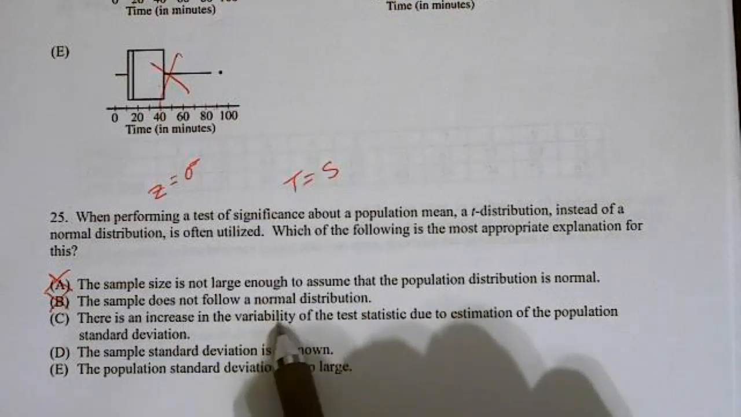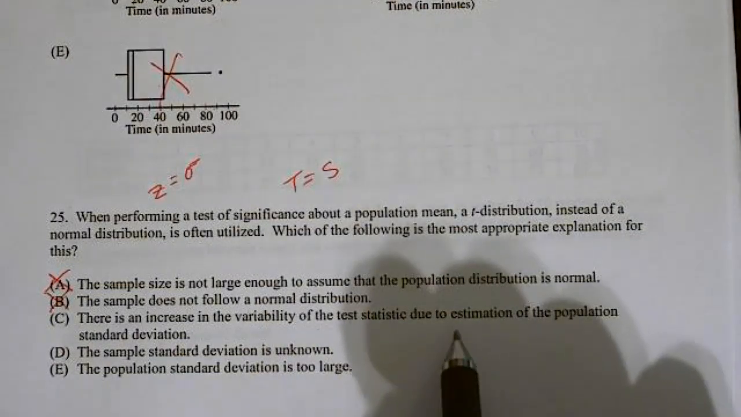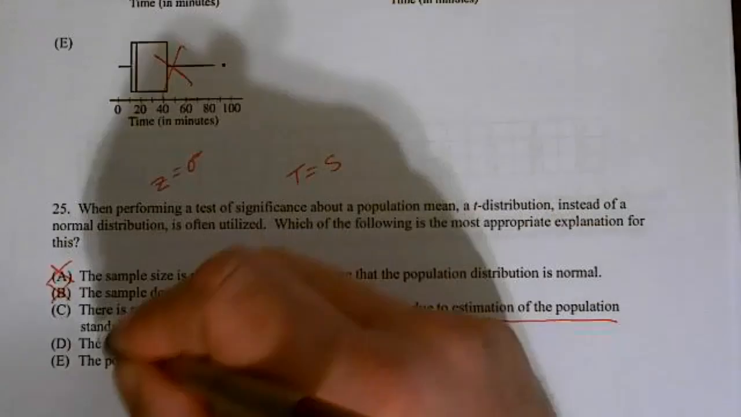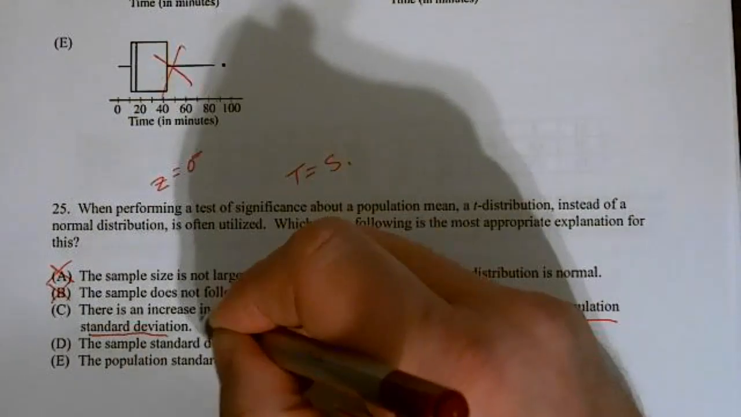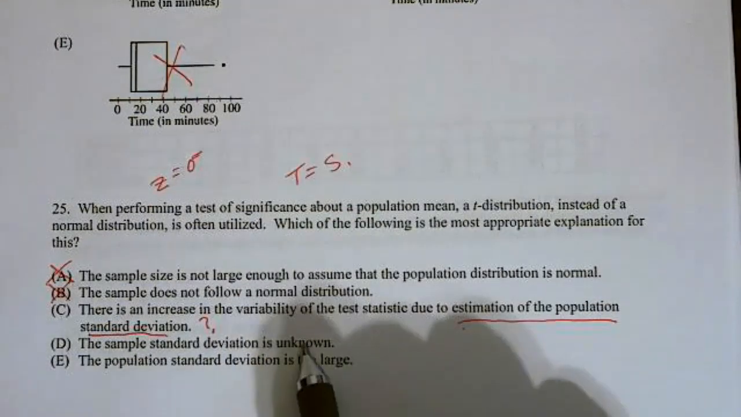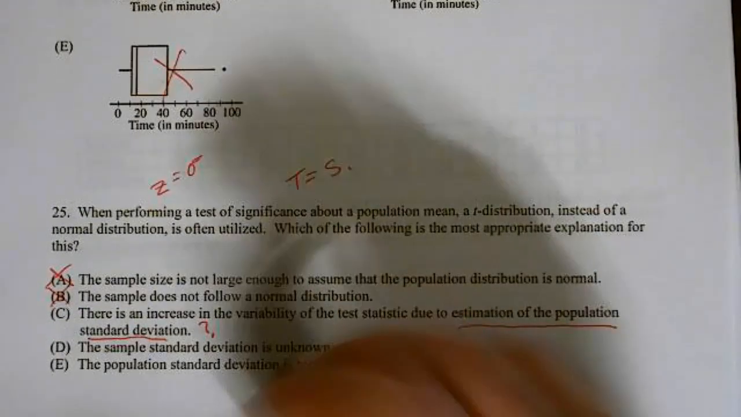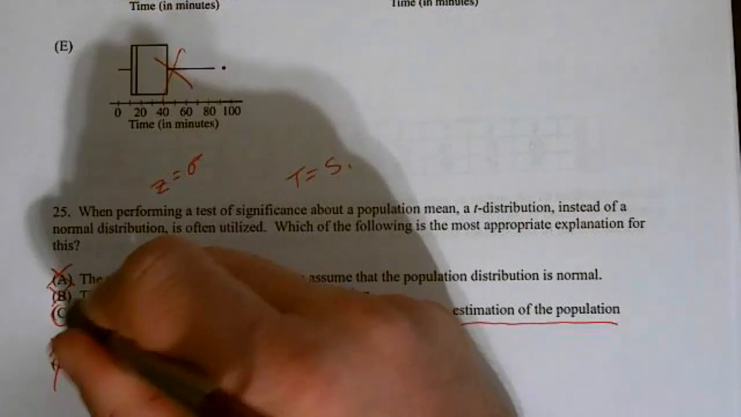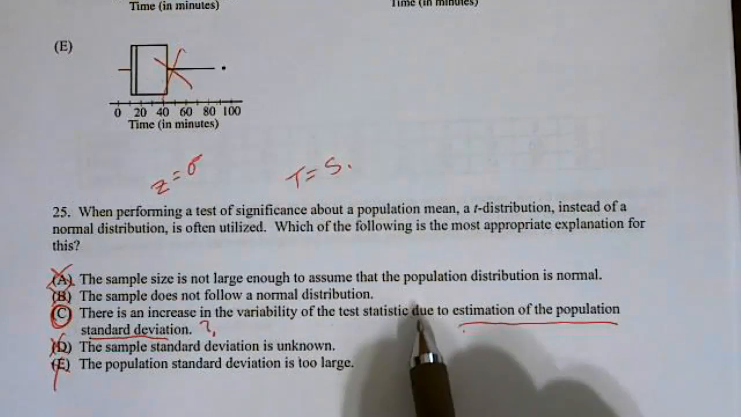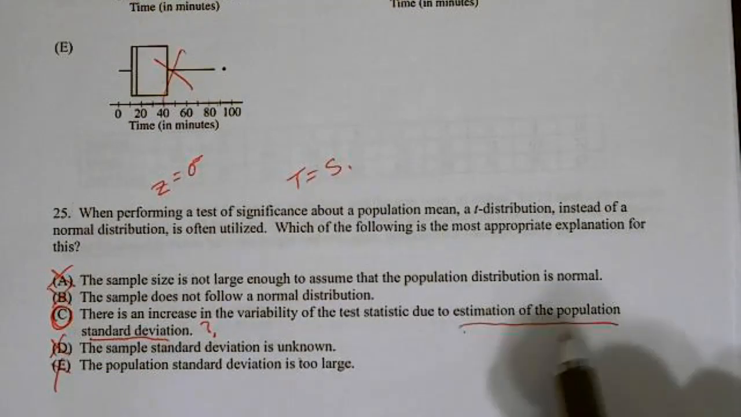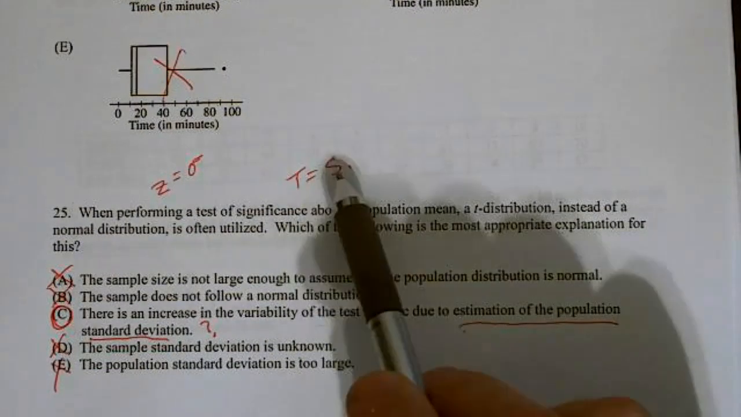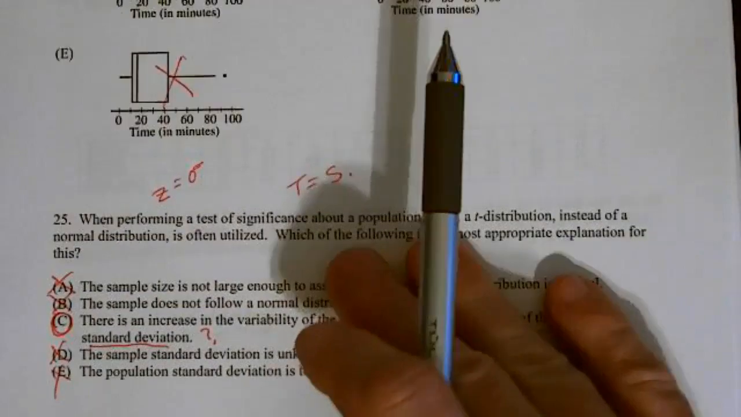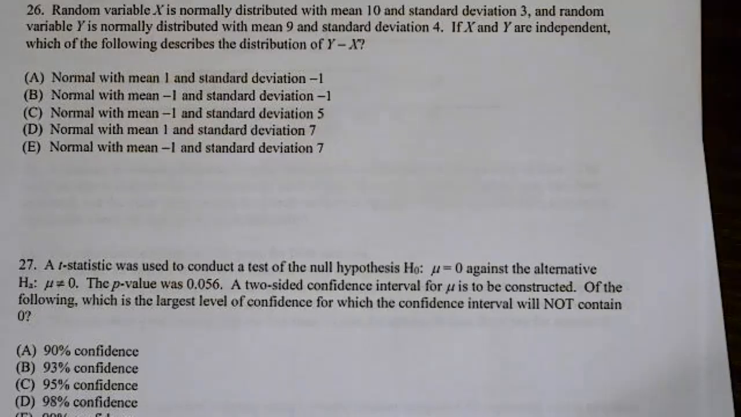There is an increase in the variability of the test statistic due to estimation of the population standard deviation. Estimation of the population, that is what we're doing here, so that's possibly it. The sample standard deviation is unknown? No, we definitely know the sample standard deviation. We don't know the population. The population standard deviation is too large? Nope. The only possible answer is C, because we use the sample standard deviation to estimate the population standard deviation. So we're using S, and when you have S, the sample standard deviation, it must be a T. So 25 is C. All right, moving on to 26.